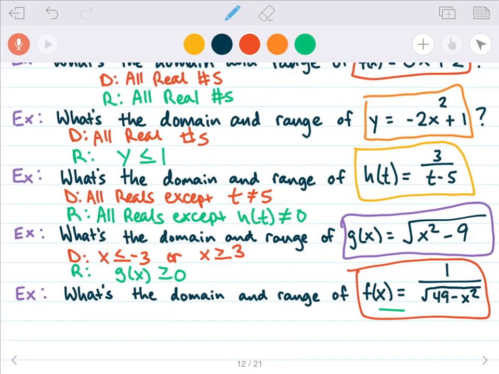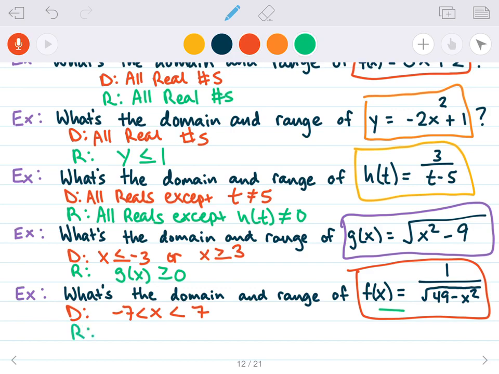So what is our domain? Our domain is anything between -7 and 7. And we're not including these, and we can see that we're not including them because the less than and the greater than don't have a line underneath. So we exclude these values.